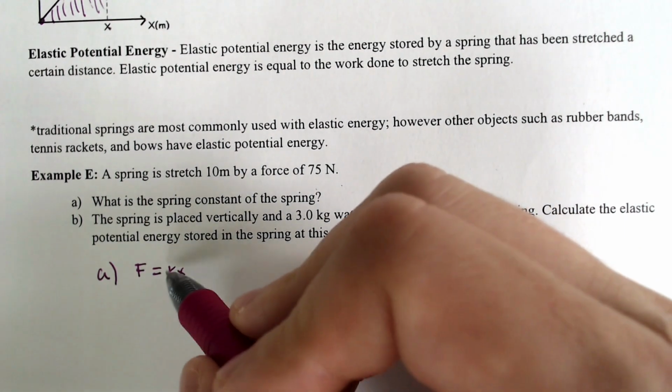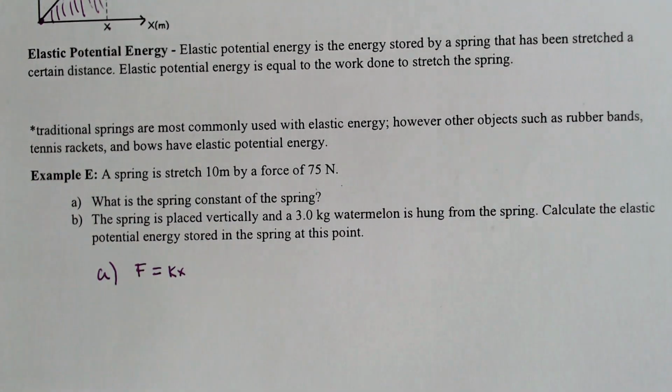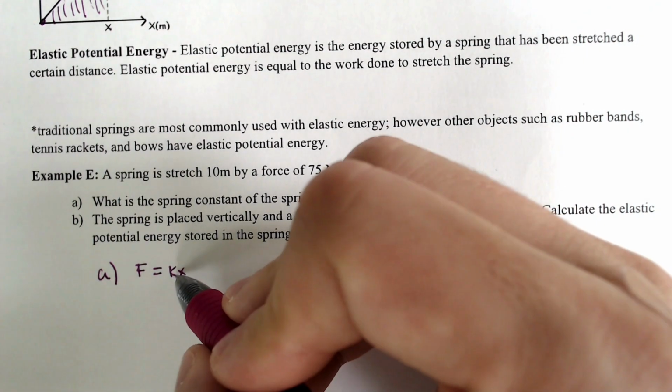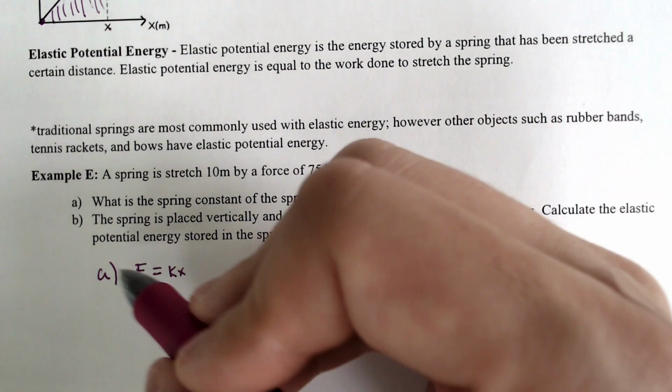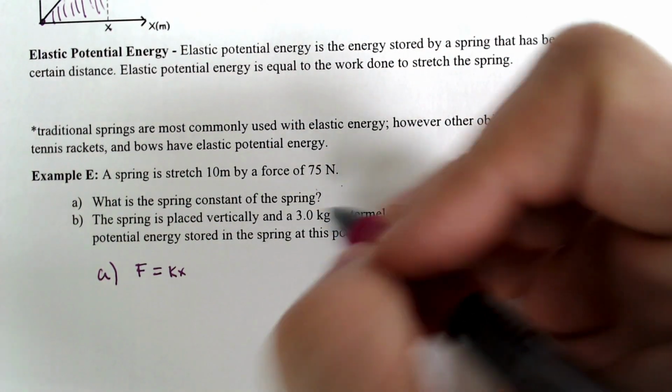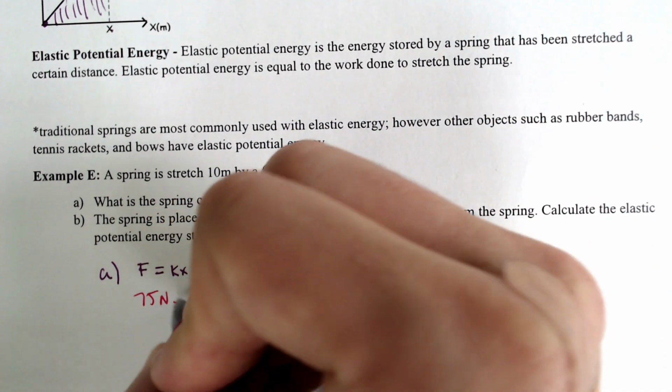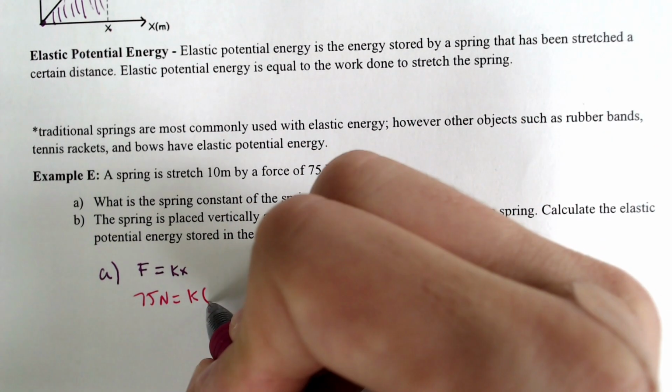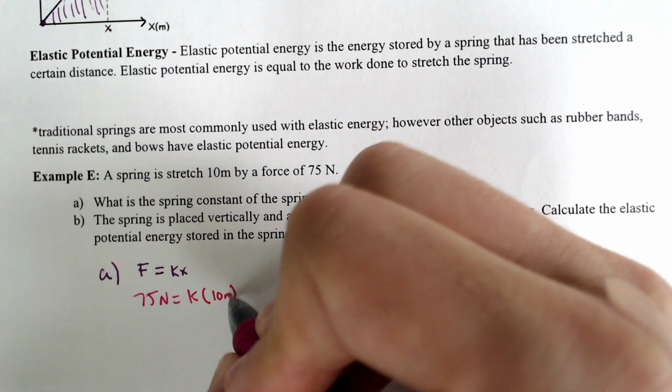But for right now, because force can be thought of as positive, and if we make it negative, it makes it messy. So force, what is the spring constant? We know the force is 75 newtons. That would equal k. We don't know what k is. But we do know it was stretched by 10 meters.